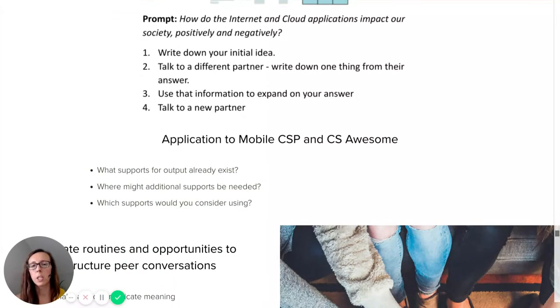So those are a few ideas for output support. And now pausing again to think about Mobile CSP and CS Awesome, what are some supports for output that already exist? Are there some ways that language production, language output is supported? Or are there some places that additional supports might be needed? And if so, which supports might you suggest using? Are there some we've mentioned here today or some others that you've got in mind that would be especially helpful to students as they're producing new language?